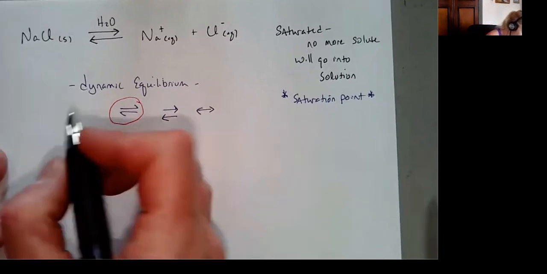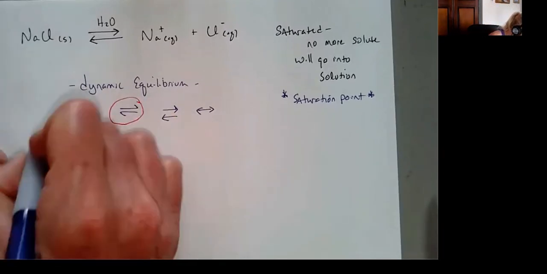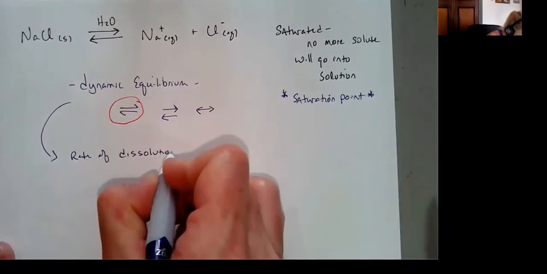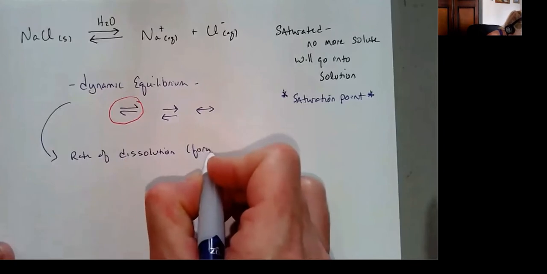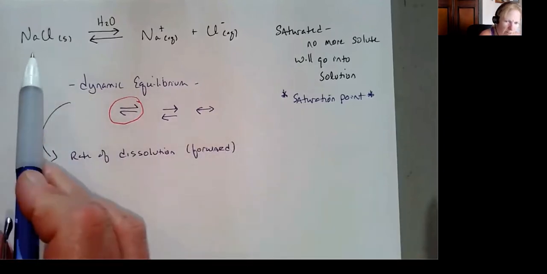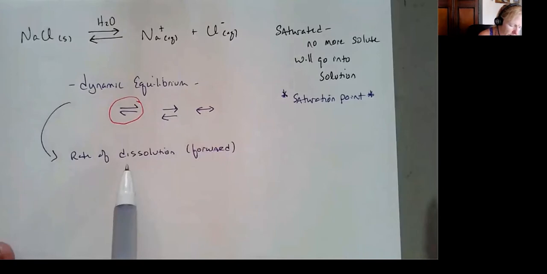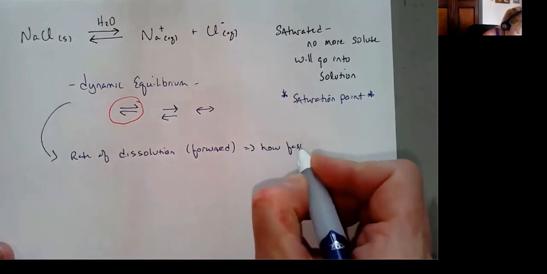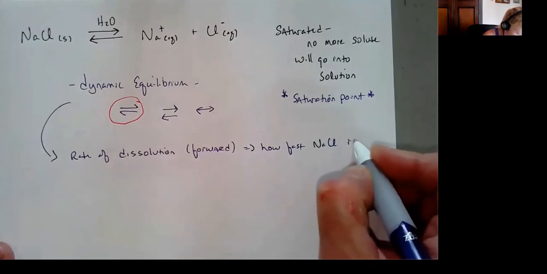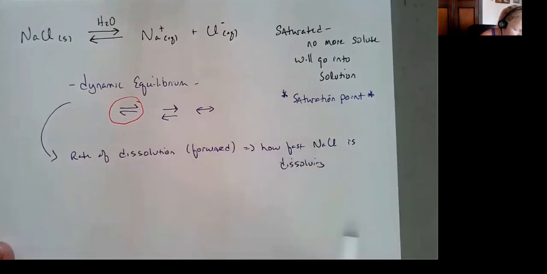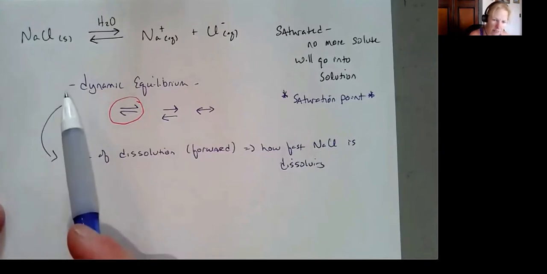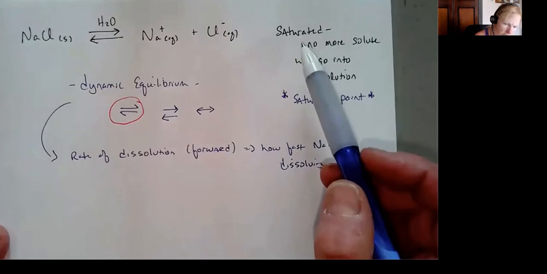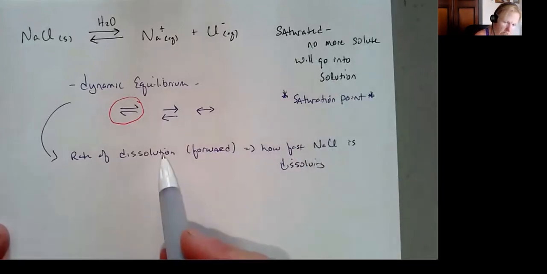At dynamic equilibrium, I have a rate of dissolution. That's my forward direction. I take sodium chloride, it dissolves in water. That's my rate of dissolution. This is how fast the sodium chloride is dissolving. If it's really soluble and I'm mixing it, I can do things to affect the rate. That might be fairly quick. Once I get close to the saturation point, this is going to start to slow down.